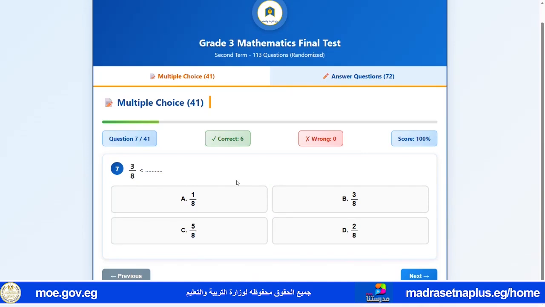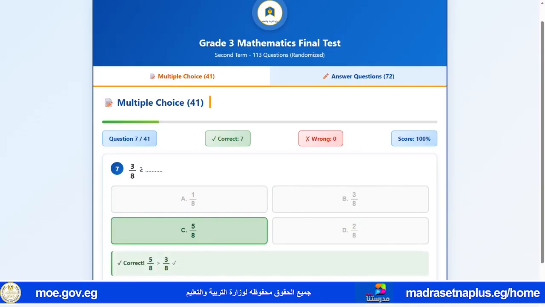Next one, 3/8 less what? 3/8 less 1/8? No, why no? We have the same denominator. Same denominator, does it mean what? The greater numerator is the greater fraction. So 3/8, not less 1/8, not less 3/8, not less 2/8. In this case, the right answer is what? It is 5/8. 3/8 is less than 5/8.